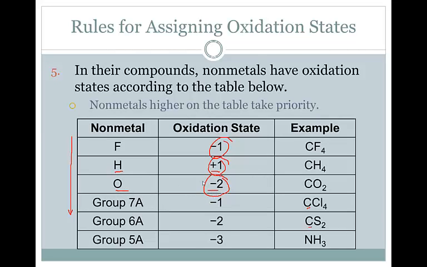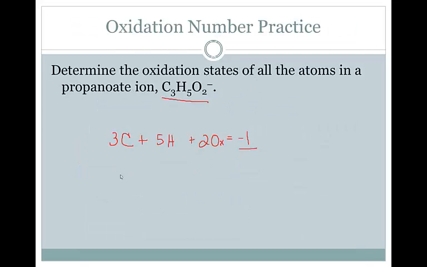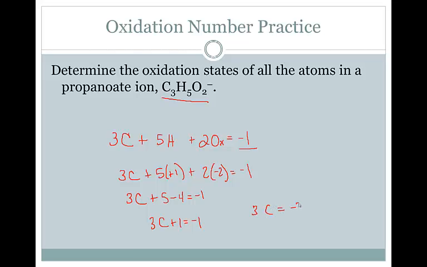So we have 3 carbons plus 5 plus 1s plus 2 negative 2s is equal to negative 1. So 3 carbons plus 5 minus 4 is equal to negative 1. 3 carbons plus 1 is equal to negative 1. 3 carbons is equal to a negative 2. Divide both sides by the 3. Carbon is equal to a negative 2/3. Unlike ion charges, oxidation states can actually have a fraction.